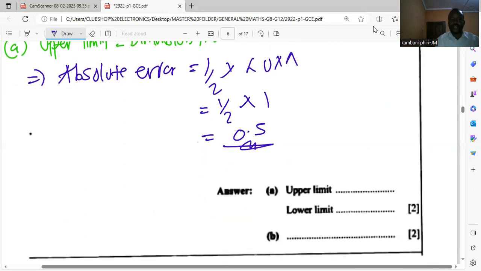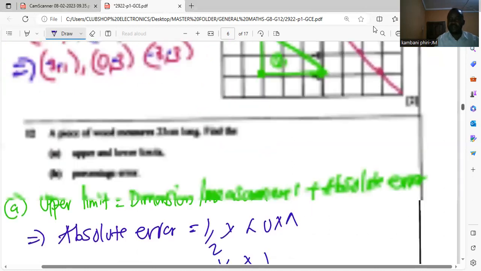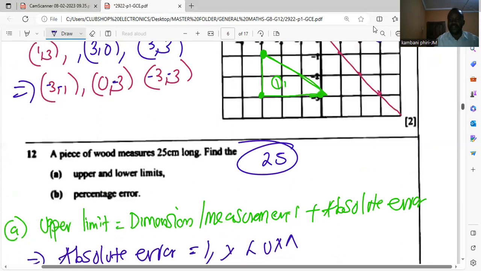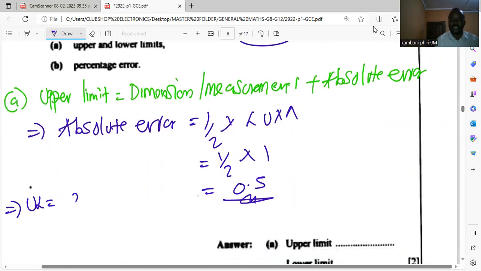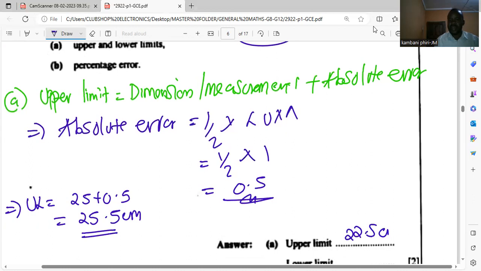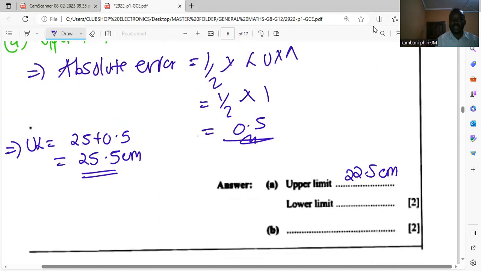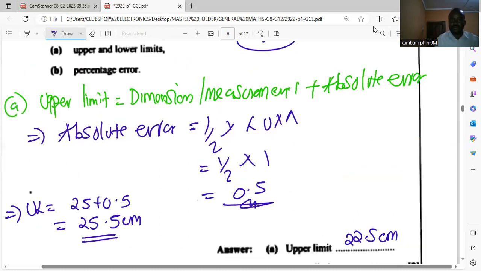So this means that our upper limit is equal to the dimension given, 25, plus 0.5. This is 25.5 centimeters. This is our upper limit.